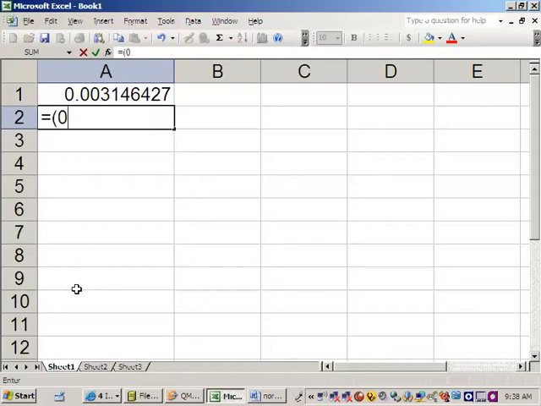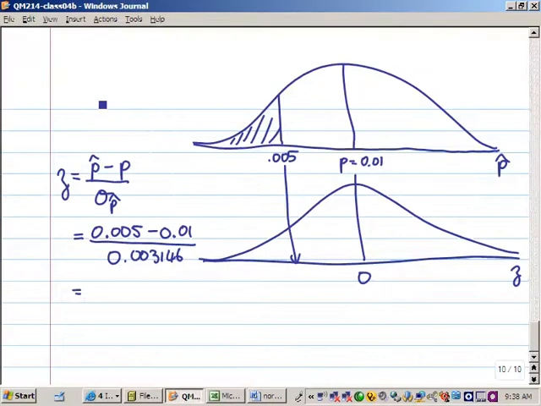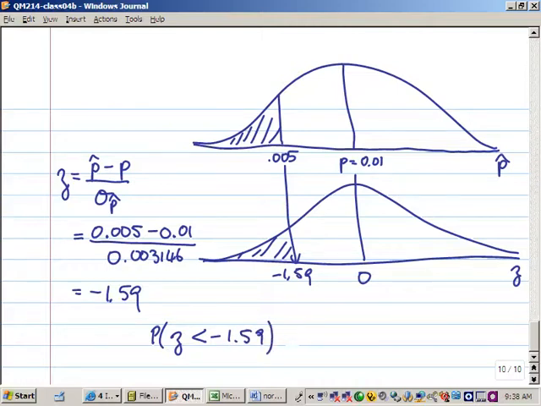So it's 0.5%, 0.005 minus 1%, 0.01 divided by standard deviation, and we get minus 1.59 to 2 decimal places. So the probability of getting a z less than minus 1.59 on that z distribution is the same as finding the probability that we need. Okay, so what we're looking for is the probability of getting z less than negative 1.59.